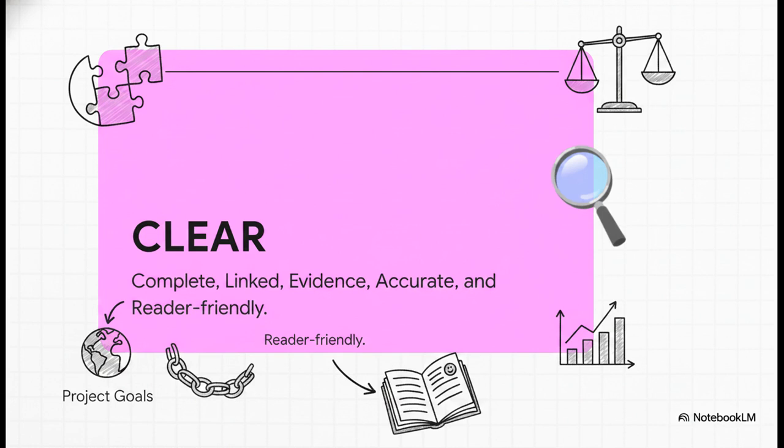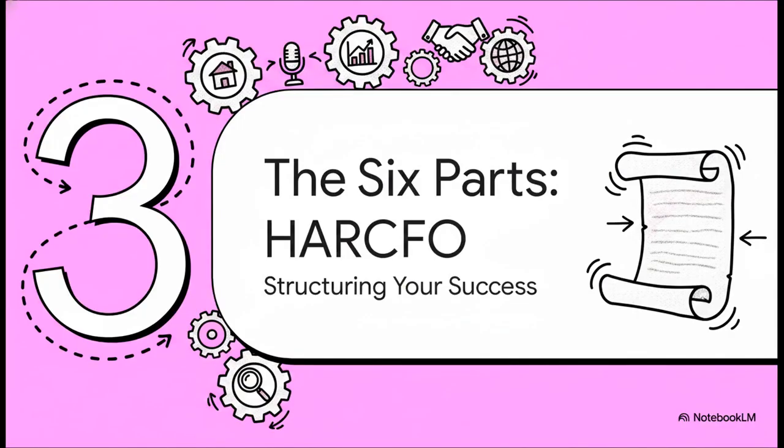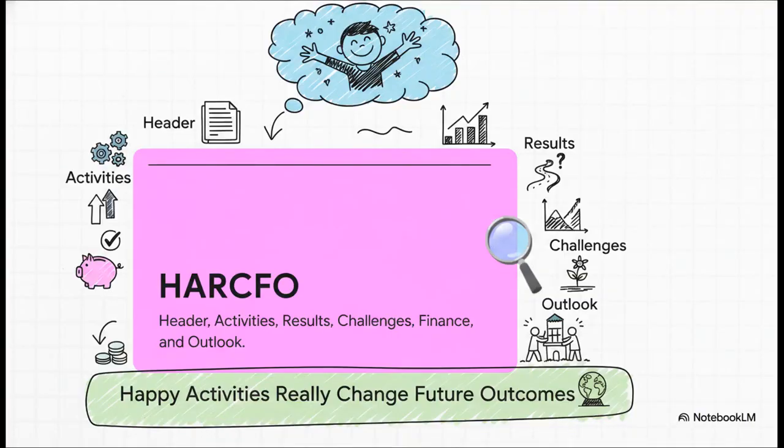And finally, reader-friendly. You want to use simple, clear language that anyone, from a local government official to a major international donor, can instantly understand. Section 3. The 6 parts, HRCFO, structuring your success. Okay, the big takeaway here is to memorize HARCFO so you never accidentally skip a required section again.